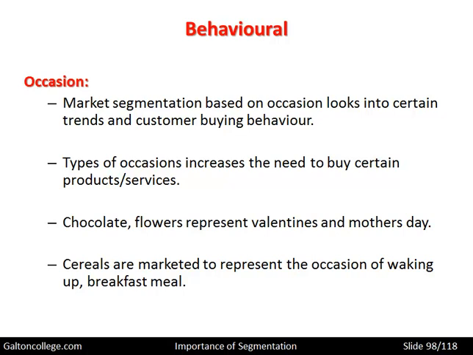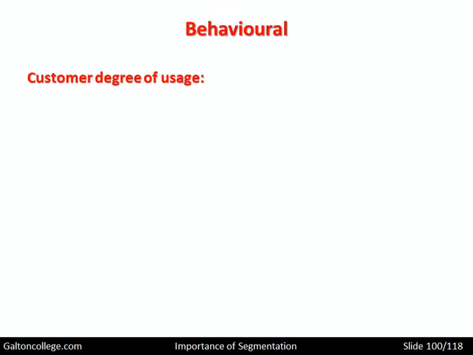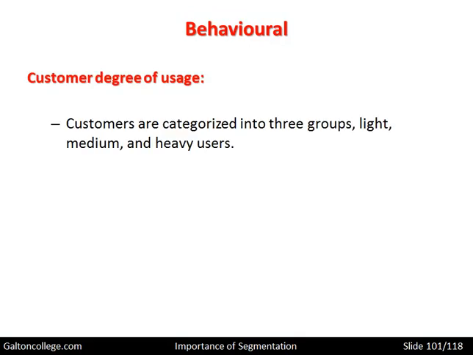Or alternatively, you look at it the other way around. The producers of the product need to identify when the product will be bought and what is the occasion it will mark. The customer degree of usage. Well, customers are categorized into three groups: light, medium and heavy users.